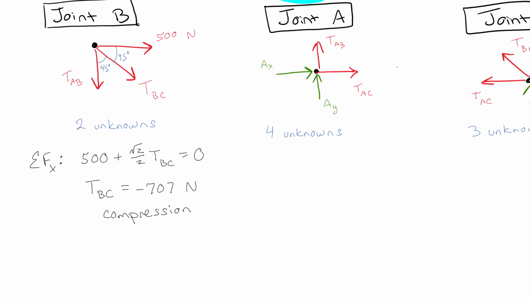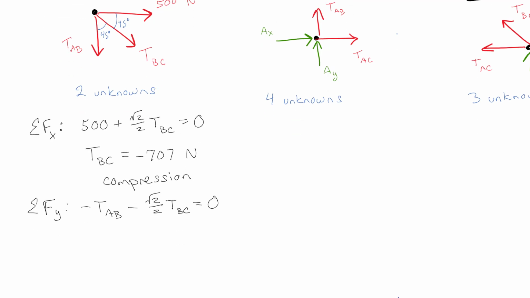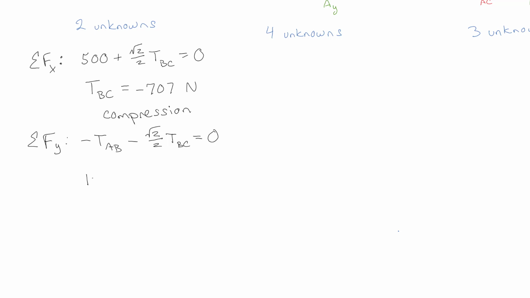Okay. And then for the sum of the forces in the y direction, I've got negative TAB, and again minus, because this component, like we said, is also in the negative direction, minus TAB minus square root of 2 over 2 TBC. And this is where you've got to be careful to make sure that you're doing your math right and not doing something dumb with a negative sign.